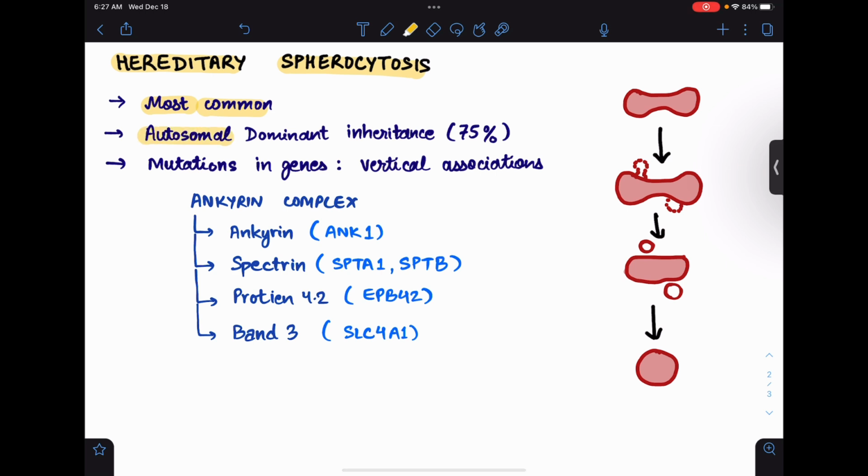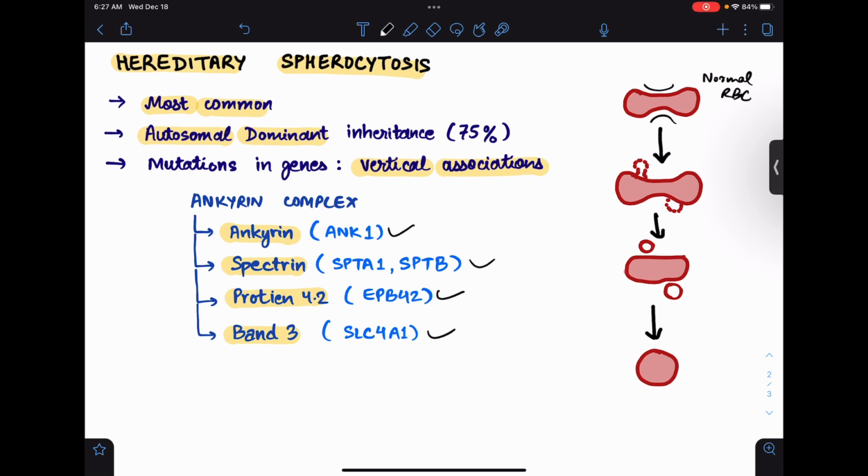So, hereditary spherocytosis is the most common cause of RBC membrane defect. Most of the cases have autosomal dominant inheritance, and it is due to mutation in genes encoding proteins which are used in vertical associations. So it will include all the proteins in the ankyrin complex. We have ankyrin, spectrin, protein 4.2, and band 3. These are the genes which are involved, but we don't need to remember those.